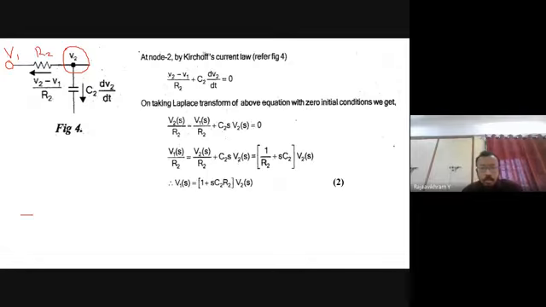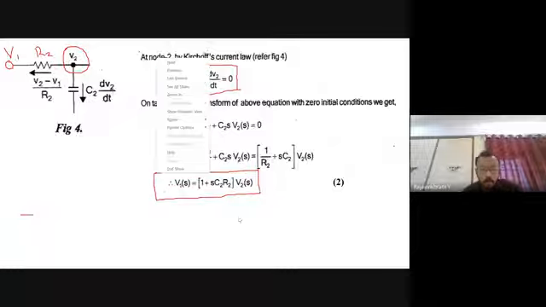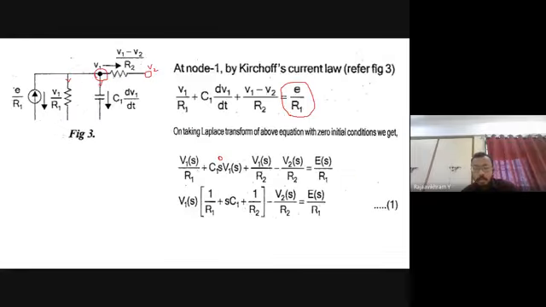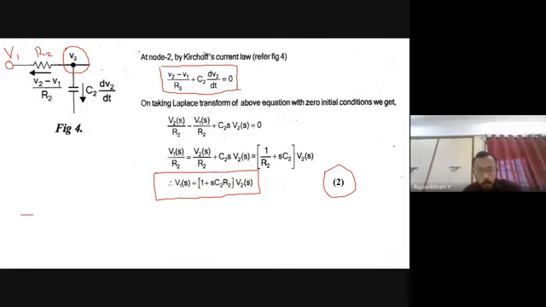So for this equation, taking the Laplace transform, that is V2 of S minus V1 of S divided by R2, plus C2 into S into V2 of S equal to 0. So now we are getting the equation in terms of V1 of S. So this equation is to be substituted in the previous equation, that is equation number 1, to get the output divided by the input transfer function. So put equation 2 in equation number 1 and find out the output voltage divided by the input voltage.